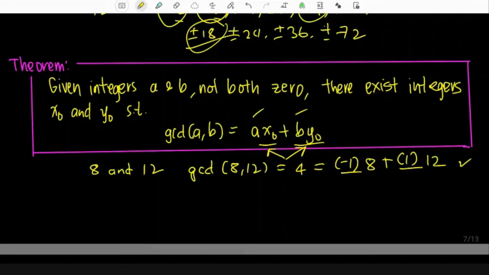Hindi unique ang linear combination na to ha. Ang sinasabi lang natin, there exist integers. Pwede ka rin maghanap ng iba pang linear combination. Halimbawa, pwede rin naman na 8 times 2, 16 plus negative 1 times 12. Tama? That's 16 minus 12, 4 pa din. So, hindi unique yung linear combination, pero ang sinasabi ng theorem, meron. Meron ka makikitang x0, y0.